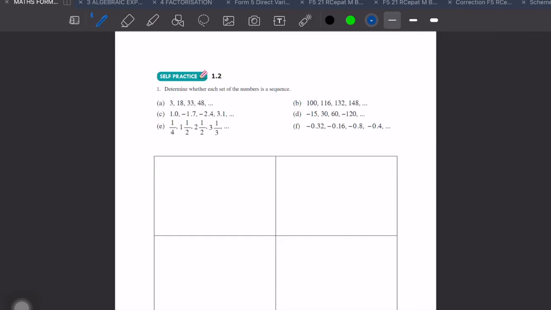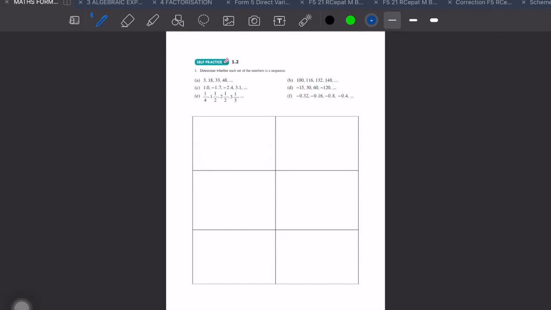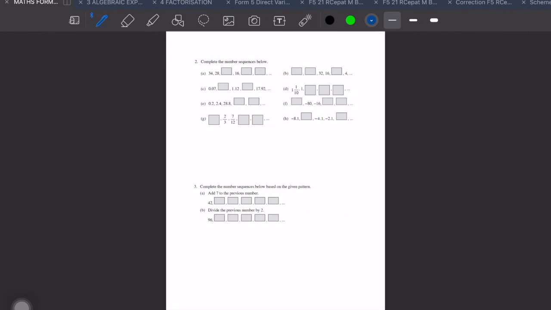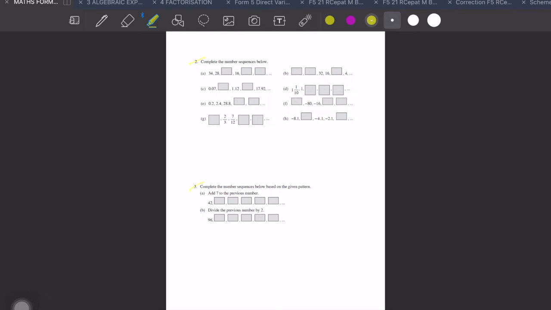So for the self-practice, number 1, determine whether each set of numbers is a sequence. I want you to do this on your own. You can refer to the previous example. After you finish it, I want you to upload it in Google Classroom. Later I will assign the assignment over there, so you can check it out later. There are question number 1, question number 2, and question number 3.